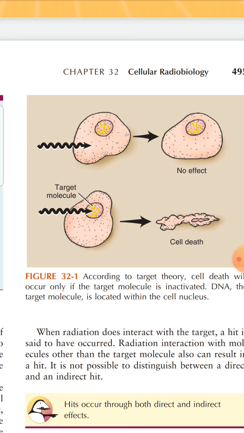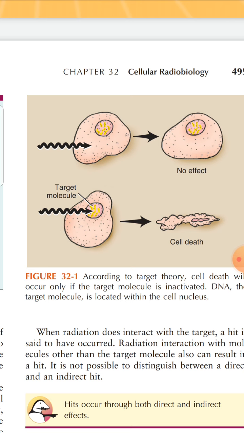The next very important point that we are going to discuss is the hit. But before that, just remember that the target theory was previously used to describe the lethality of the cell, but now we use it for intracellular molecular cell death as well, that is, for the non-lethal cell abnormalities caused by the radiations.